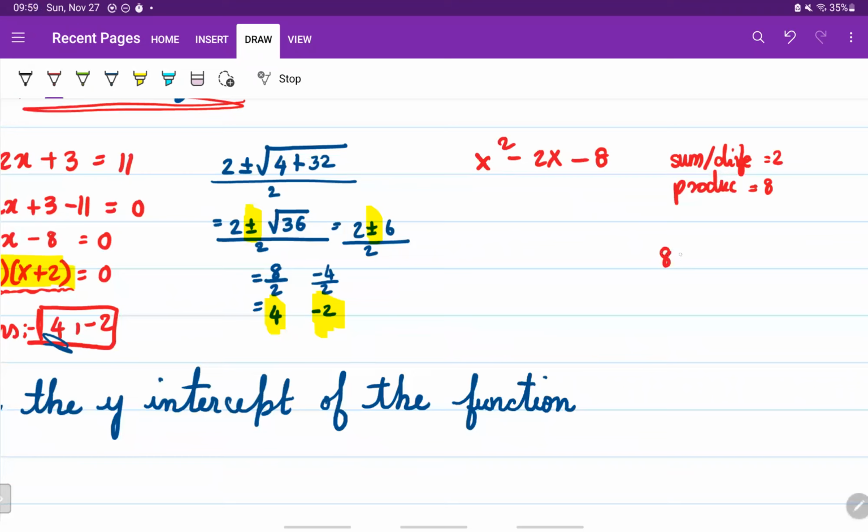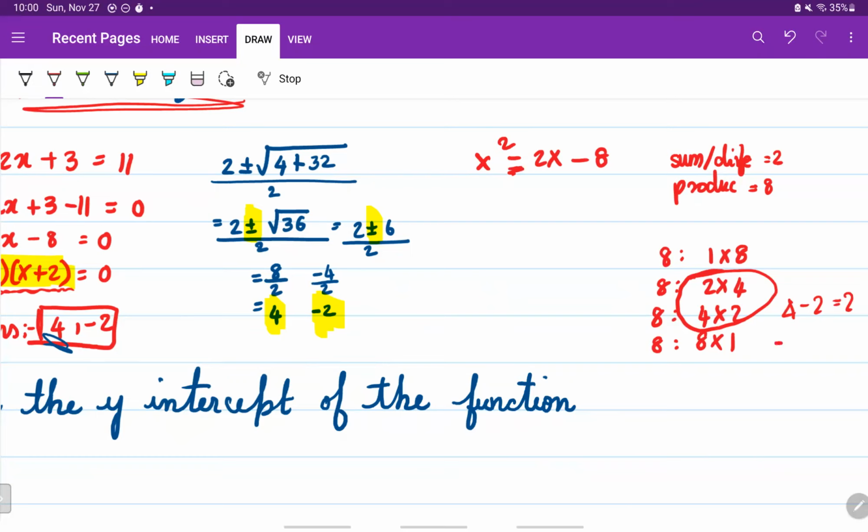So 8, you can write it as 1 times 8. You can write 8 as 2 times 4. And you can write 8 as 4 times 2, which is the same thing as 2 times 4. And finally, we have 8 times 1. So let us see, the difference or addition of any two, would it lead to 2? Here we see that these two have that property where 4 minus 2 is 2. But here we have a negative 2, so we just have to make it minus 4 plus 2, which gives negative 2.